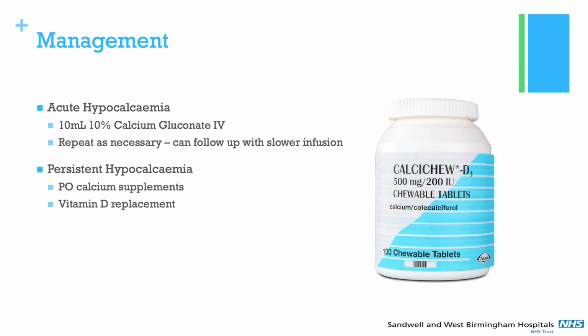Okay, so how are we going to treat somebody with hypocalcemia? It will tend to depend on the symptoms. Somebody with severe symptoms, somebody who is an inpatient, we can treat with 10 milliliters of 10% calcium gluconate. That's given IV, usually as an infusion over around 30 minutes. That can be repeated, so you can give multiple doses to bring up those calcium levels. You can also give a slower infusion if you'd like, over 4 hours, just to try and keep that level at a normal level.